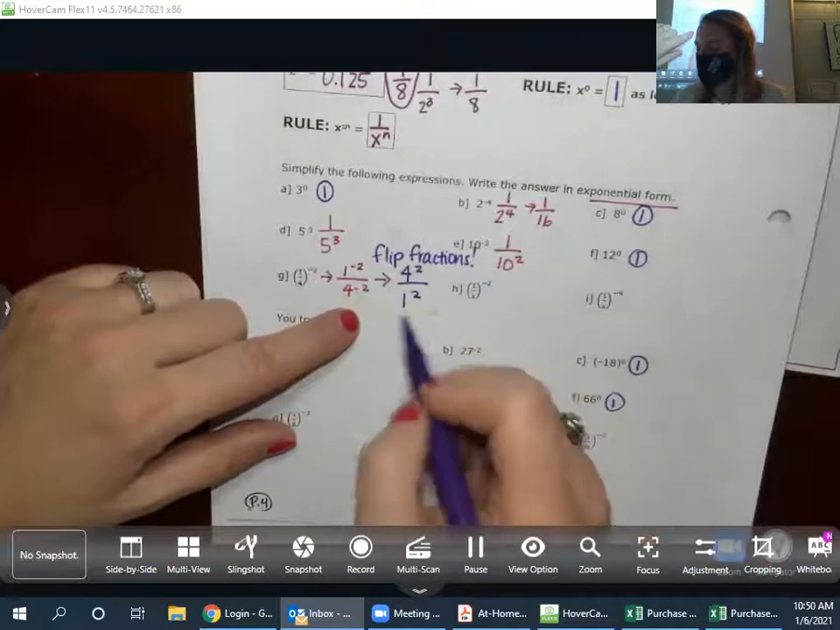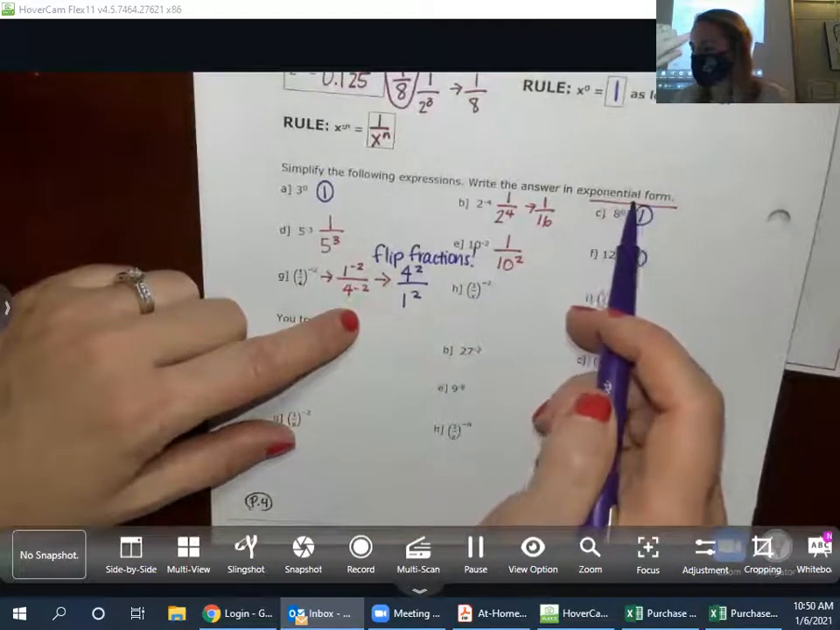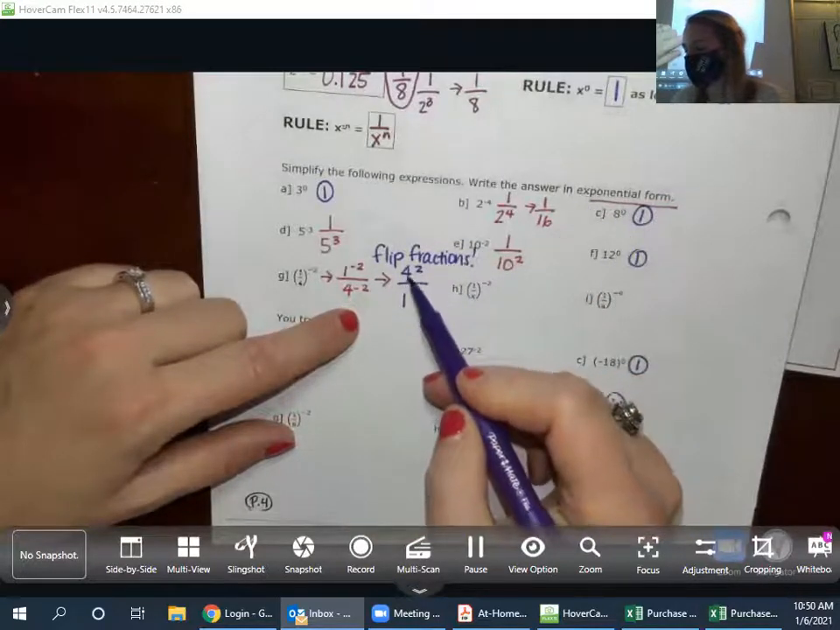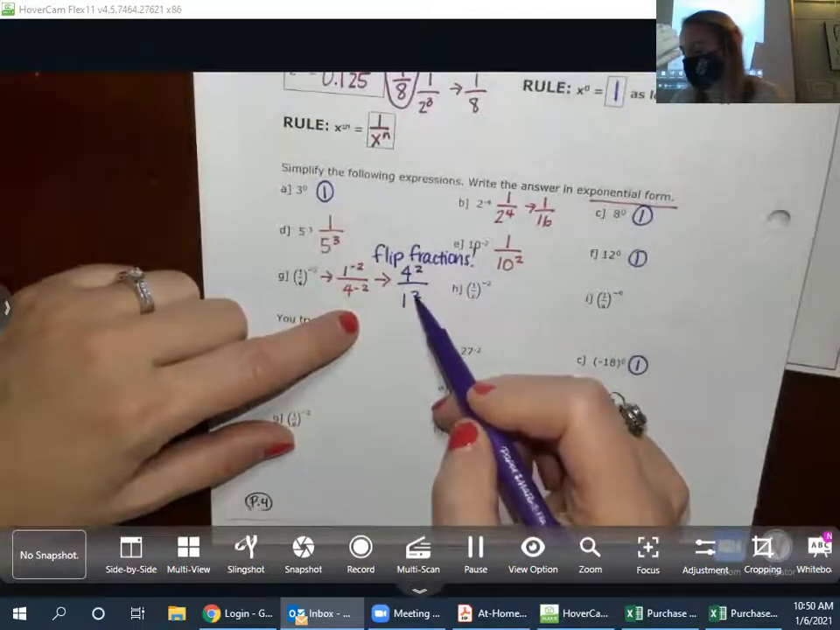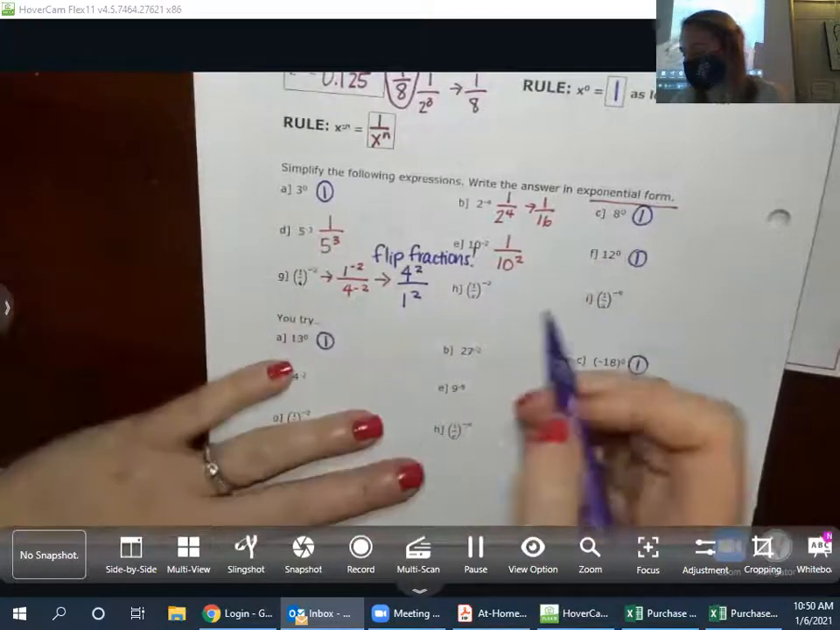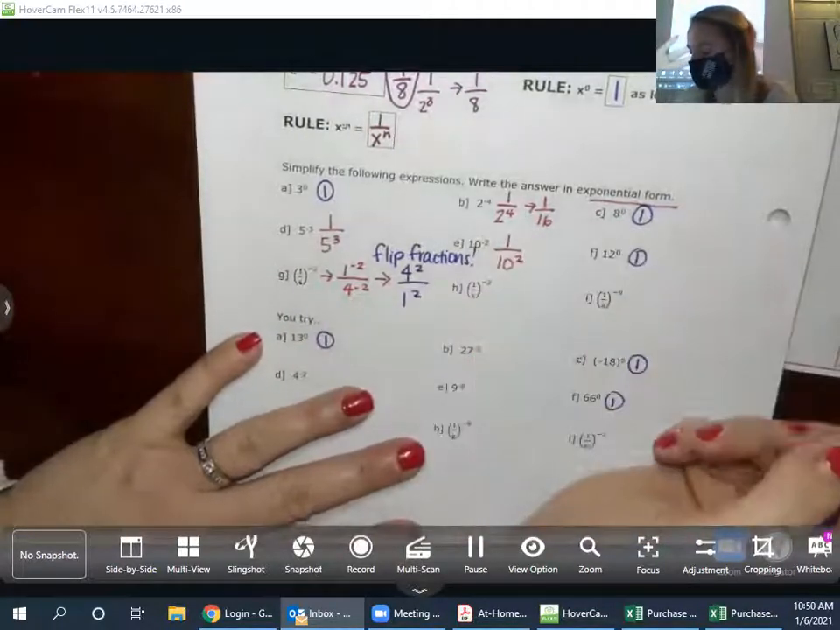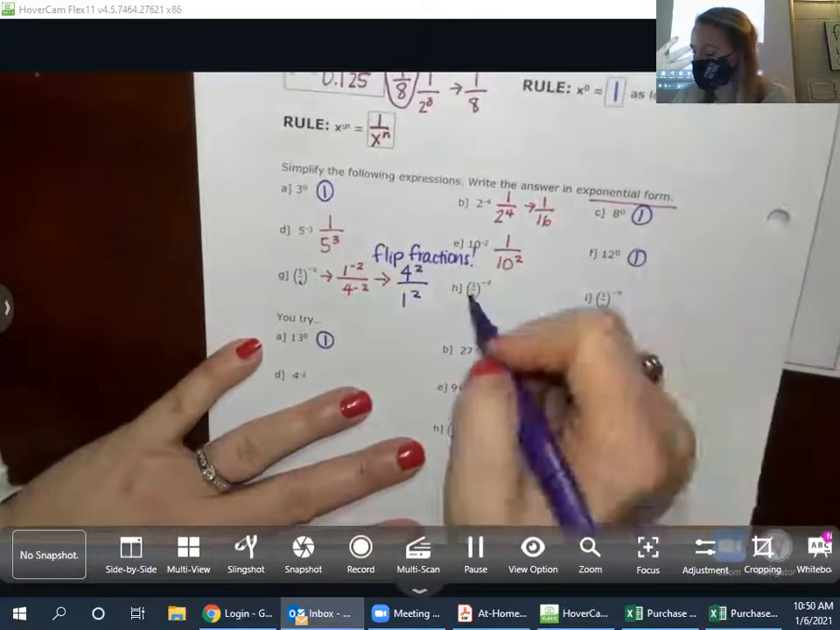So we're going to keep it in this form because it says it wants it in exponential form. But really, you could solve this. 4 squared is 16, and 1 times itself is 1. 16 over 1, it's just 16 is the answer. But we'll leave it like this. So look at H.